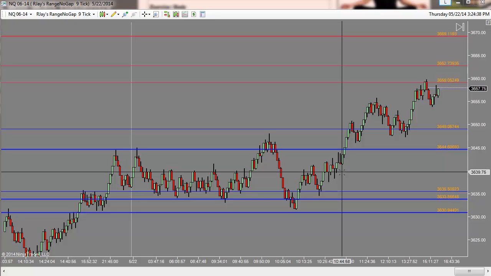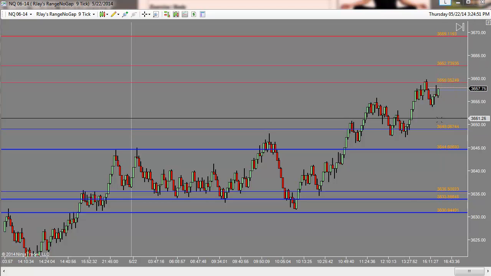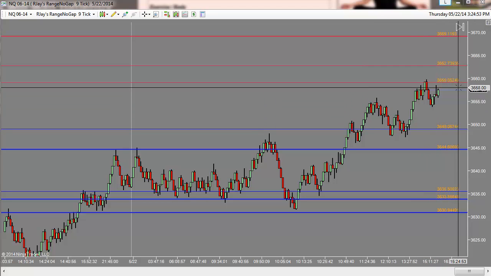I want to spend a few minutes illustrating an example of how to use the major and minor bull and bear targets. And today is the 22nd of May. It is 3:24 p.m. The market hasn't closed. Things are still moving around in here.